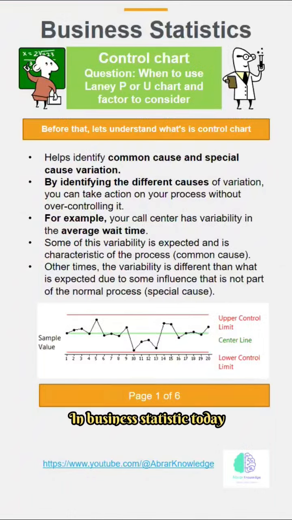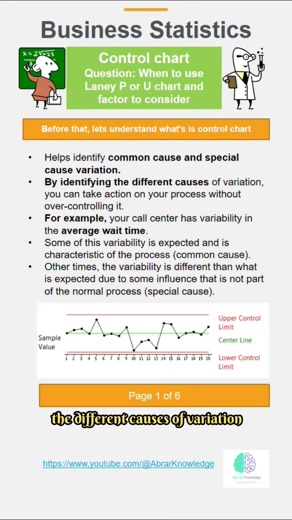In business statistics, today we are going to pick up a question: when to use a Laney P chart or a Laney U chart, and what factors to consider. Before that, let's understand what a control chart is. A control chart helps to identify common cause variation, which is very natural, or special cause variation, which is assignable cause.